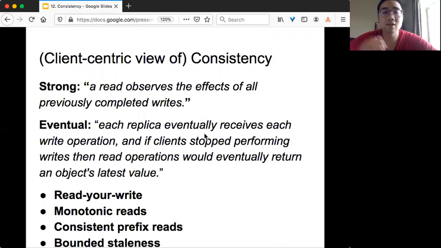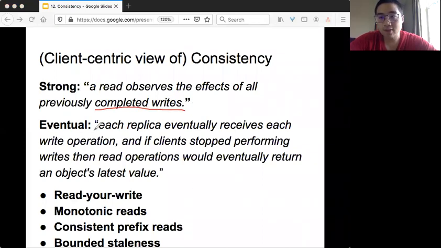Okay, so last time we briefly talked about strong consistency, meaning that when you're doing a read, it should observe all the values written by all the previous writes that have already completed. So this word "completed" is key.